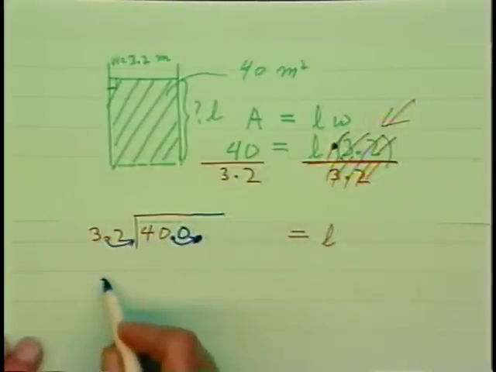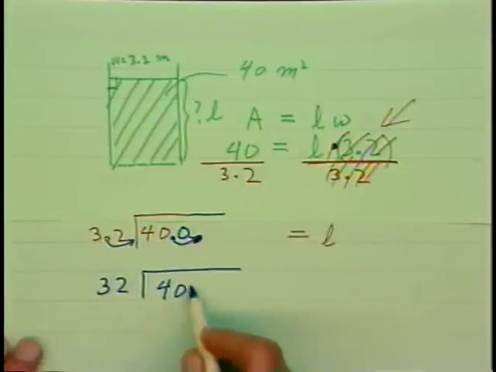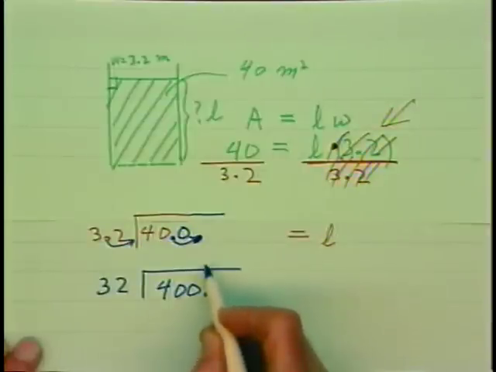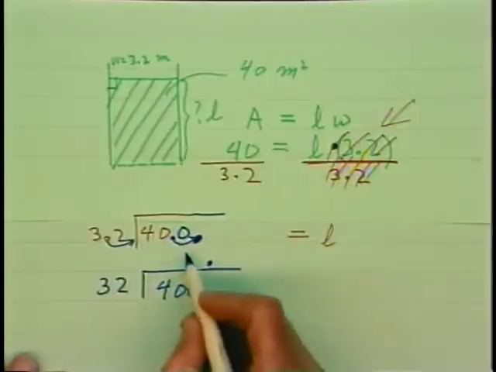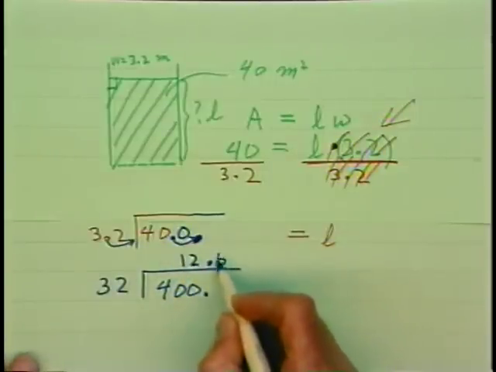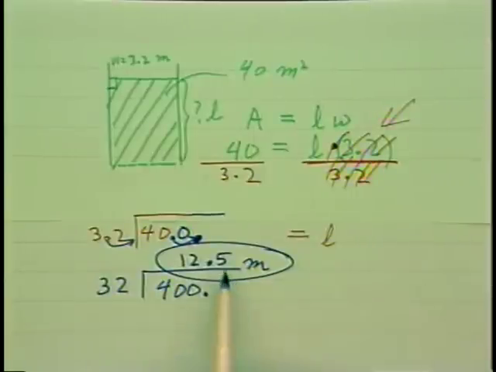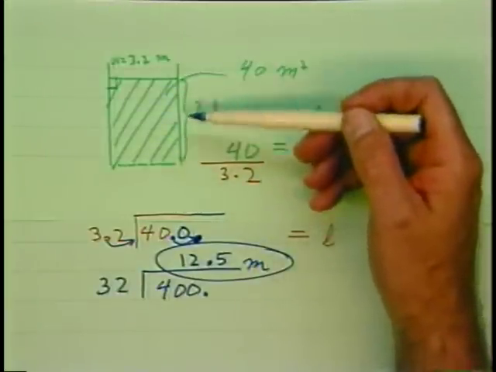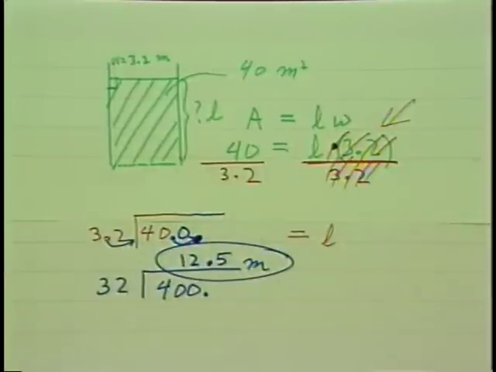Now that I'm dividing by a whole number, the decimal point of the answer is right above the decimal point in the dividend. Now we simply go through and divide. And we won't use your time here, but it does come out to be 12.5 meters. So we would tell the architect or draftsman, make this area 12.5 meters deep, and you will have the desired 40 square meters of area.